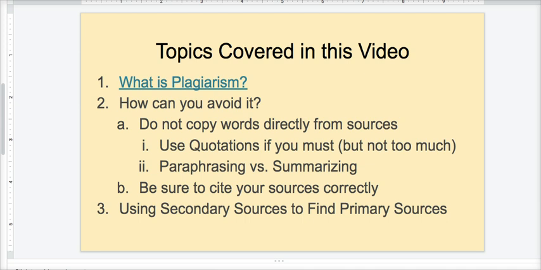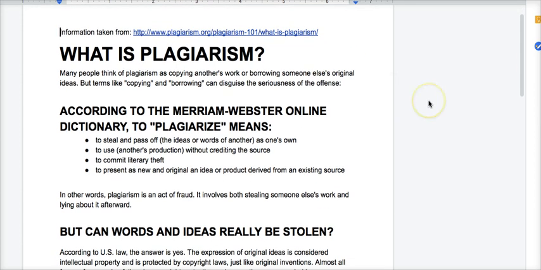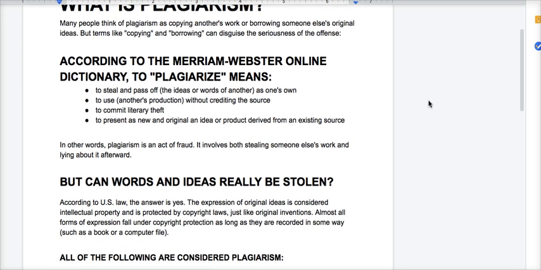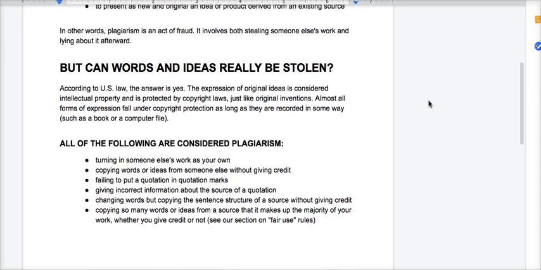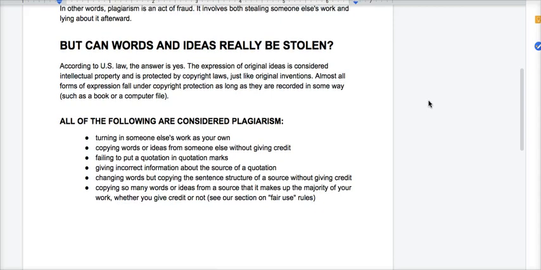So let's start with plagiarism. What is plagiarism? Well, many people think it's copying someone else's work or borrowing someone's original ideas, but it's really very serious. It is, in fact, stealing the ideas of another person and presenting them as your own. The United States government and the law says that this is a real issue. This is protected by copyright law, and if you are plagiarizing, you are breaking the law.